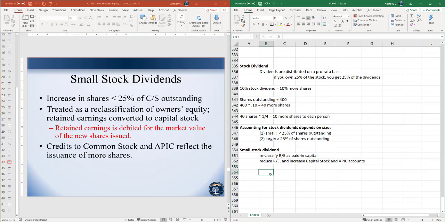The amount we're going to increase these by is, for example, we will debit RE for the market value of the new shares issued. You'll record this market value in the common stock and APIC common stock accounts. Again, your common stock account will capture the par value, and APIC captures the excess over par.